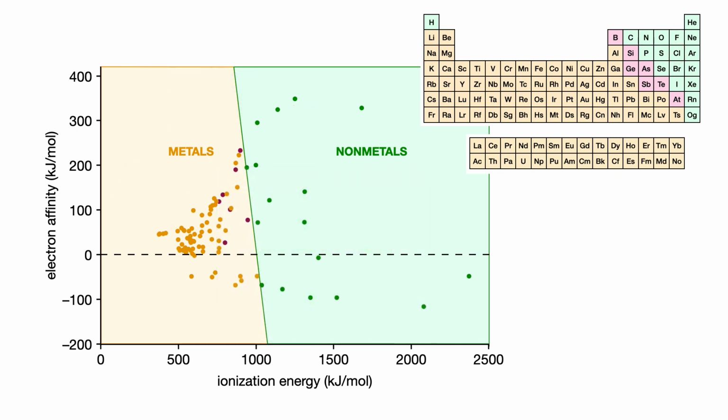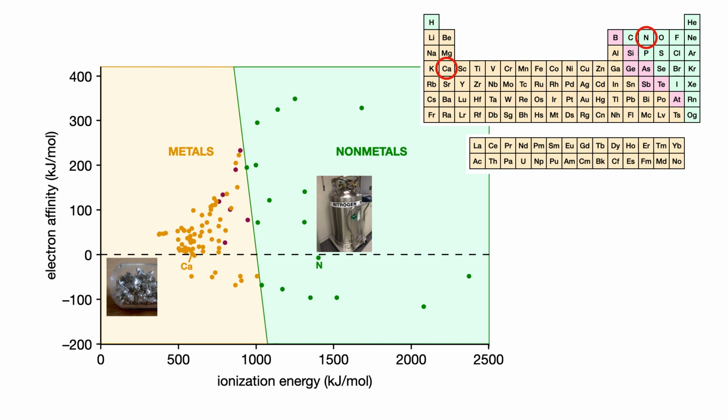So let's look at another example of ionic compounds forming between a metal and a nonmetal. This time we're going to look at calcium, which is an alkaline earth metal. It's in the fourth row of the periodic table. And we're going to imagine calcium encountering nitrogen.